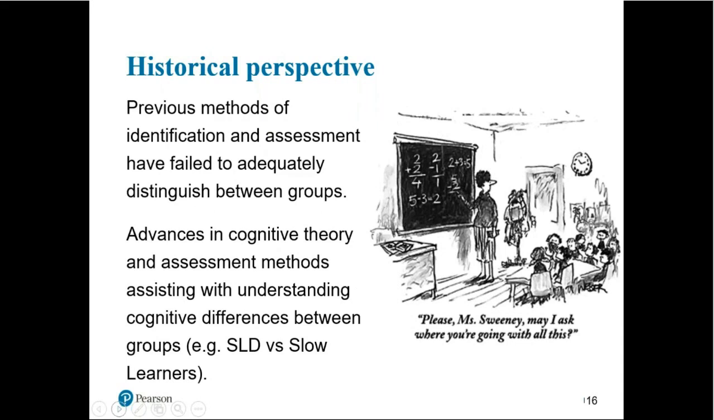Advances in cognitive theory and assessment methods, particularly the CHC theory, so for those of you who are familiar with this, the Cattell-Horn-Carroll theory, have really helped foster the understanding of cognitive differences between those students with different types of learning difficulties. Again, looking at the difference between an SLD versus a quote slow learner versus an intellectual disability, for example. Prior to this, our understanding of the differences between these groups was fairly limited, basically due to the common methods that were used to try to identify children with specific learning disorder, and they really failed to differentiate between the groups. But we'll come back to that in a moment.